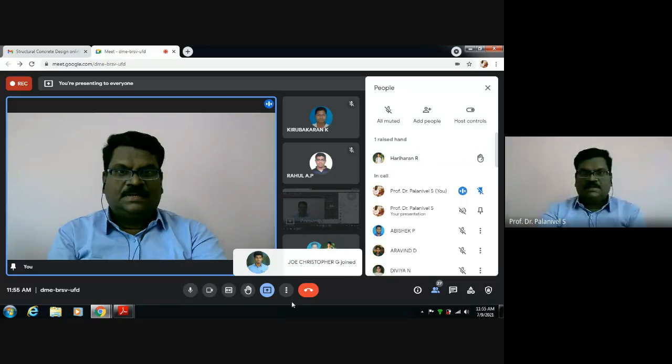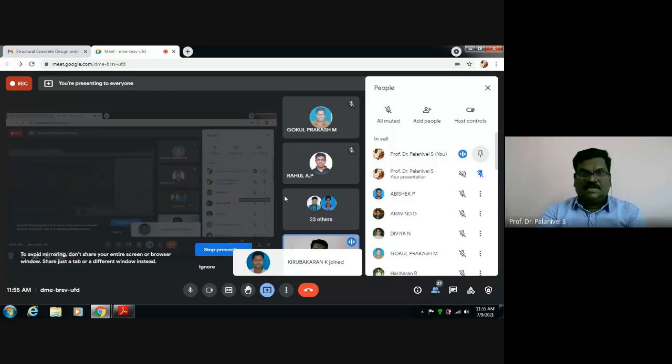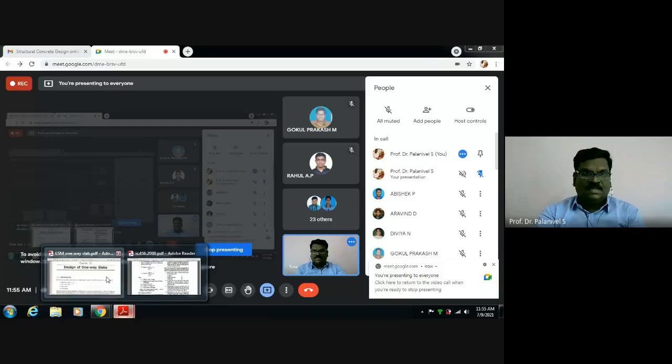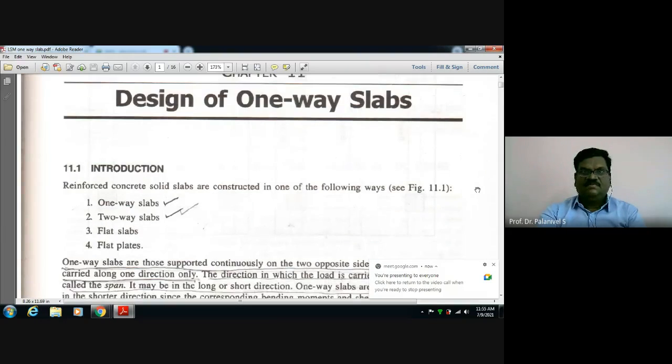Right. For today's discussion, I will start today's class. We will see today's discussion. I told you last class I will be starting the one-way slab today. Very easy and interesting. This one-way slab, we are going to see.